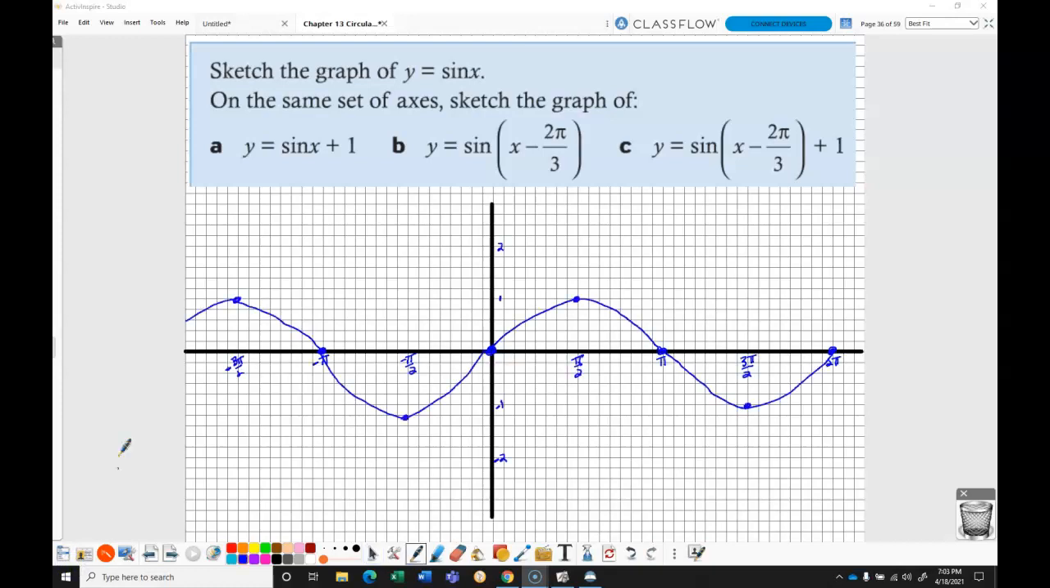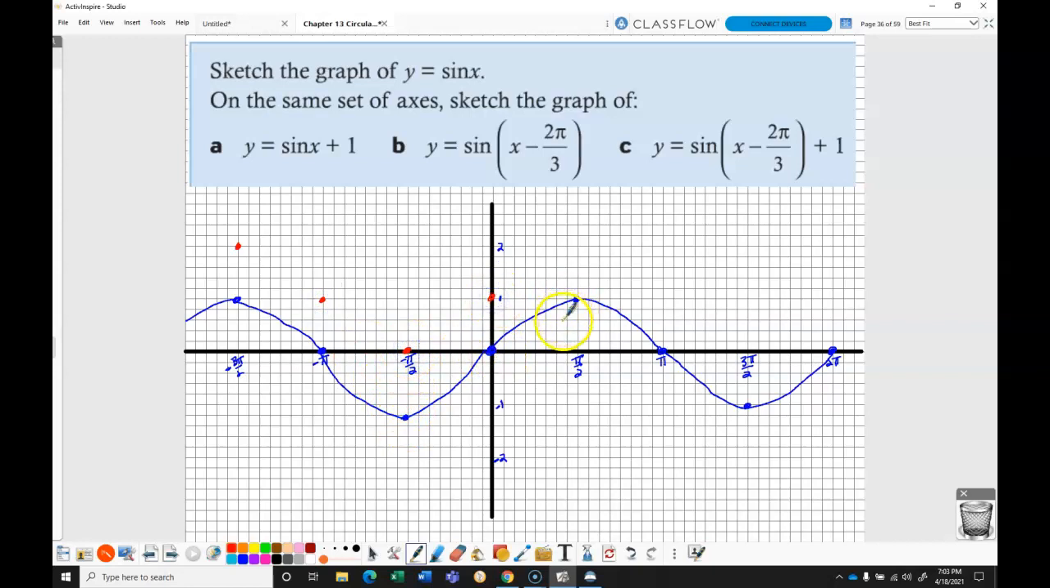All right, so there's my basic sine curve. What I'm going to do now is I decided that this one right here is actually a vertical translation of +1. So what that means is I'm going to take every one of my points and translate it 1 unit up. So each one of these gets translated 1 unit up.